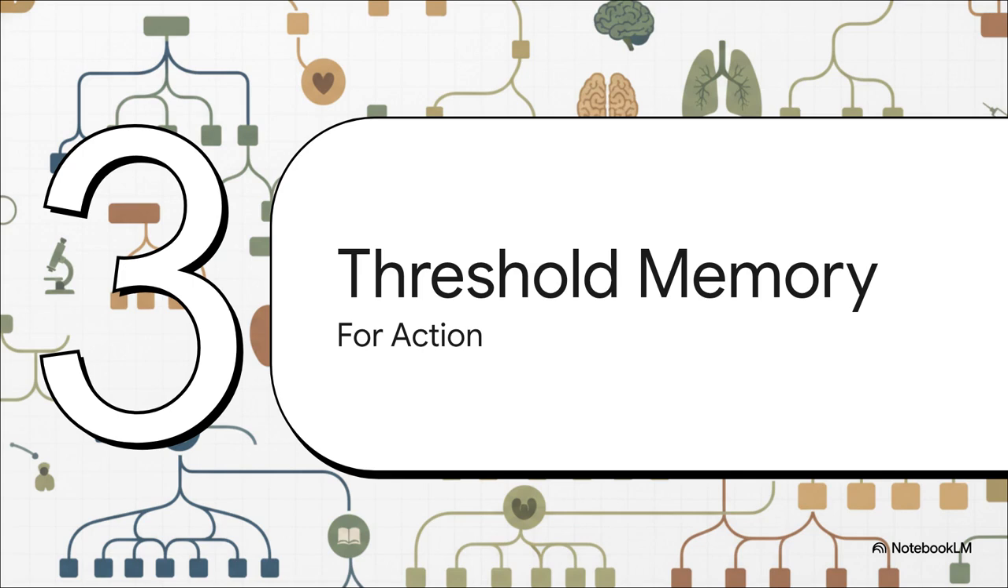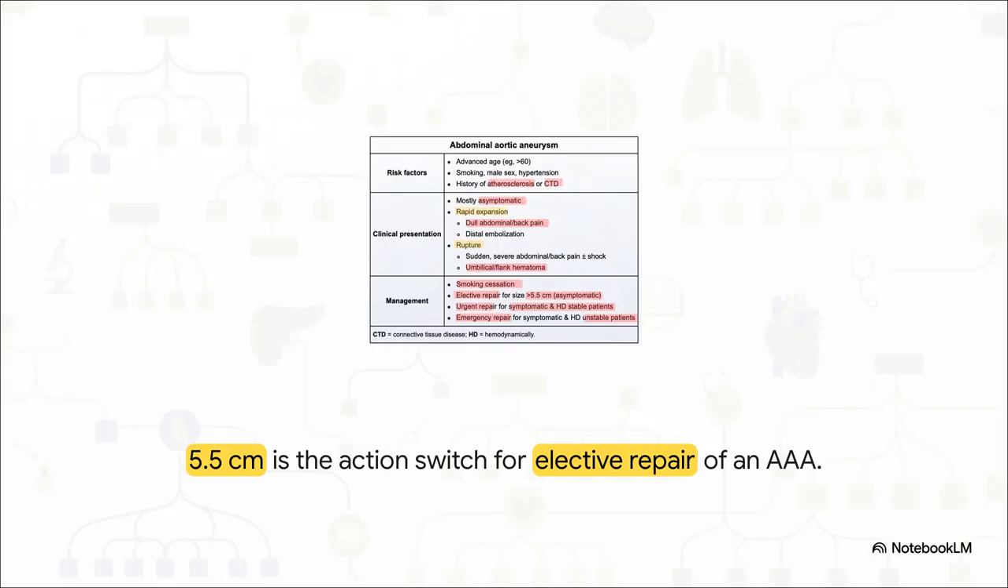Section 3, Threshold Memory for Action. Stop treating clinical thresholds as passive trivia. On test day, thresholds are hard action switches. For an abdominal aortic aneurysm, that 5.5 centimeter mark is the exact action switch.